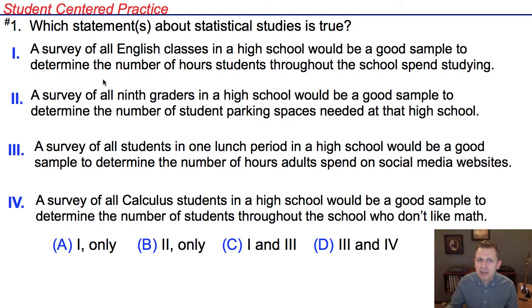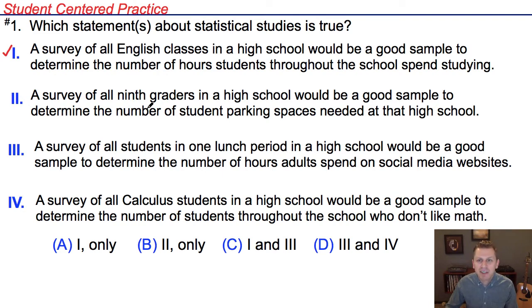This seems good, thinking that probably everybody takes an English class, so if I survey an English class, it could be a good sample of the school. Everyone is going to take an English class. And that should be representative of the school population, so choice 1 looks pretty good. Let's look at choice 2.